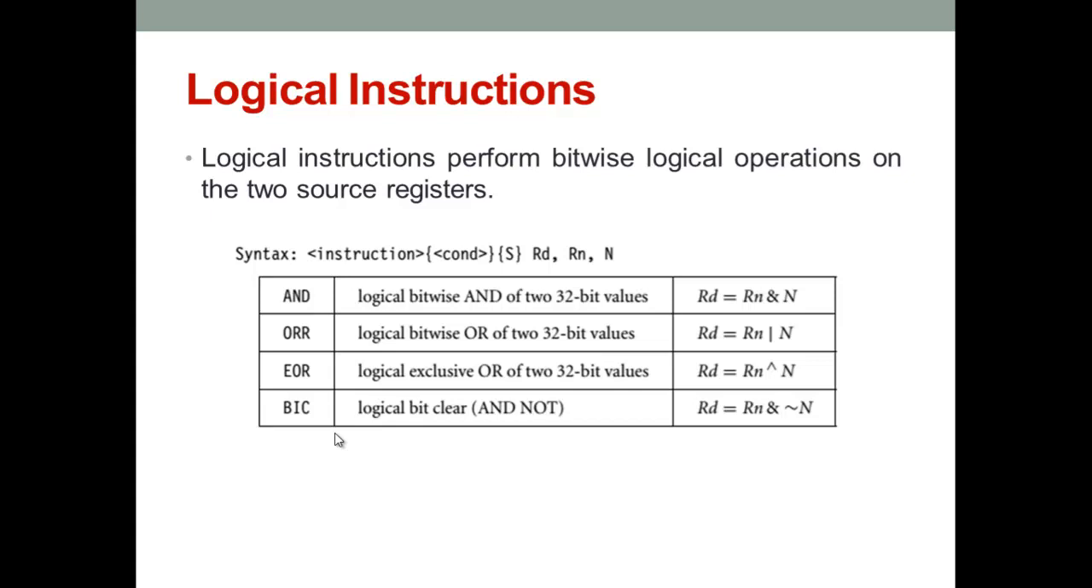So AND, OR, XOR are very simple, they do the basic logic operations. Bit clear does an AND and a NOT. So here's your destination Rd, here's source register 1 Rn, and you emit value n. So Rn AND NOT Rm is moved into my Rd register.